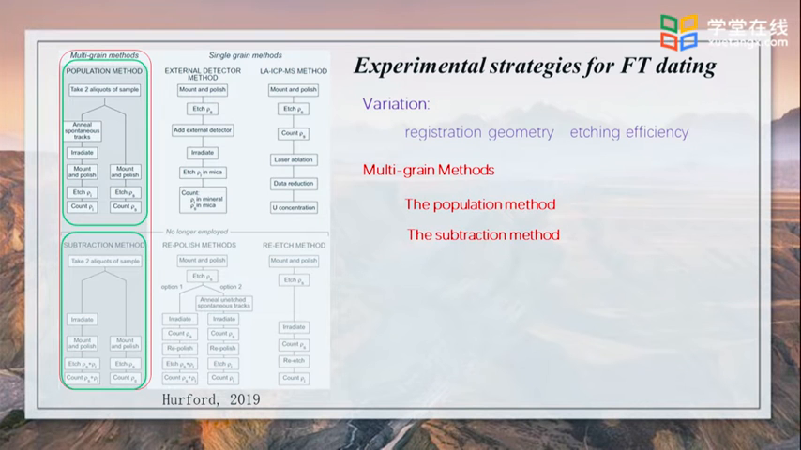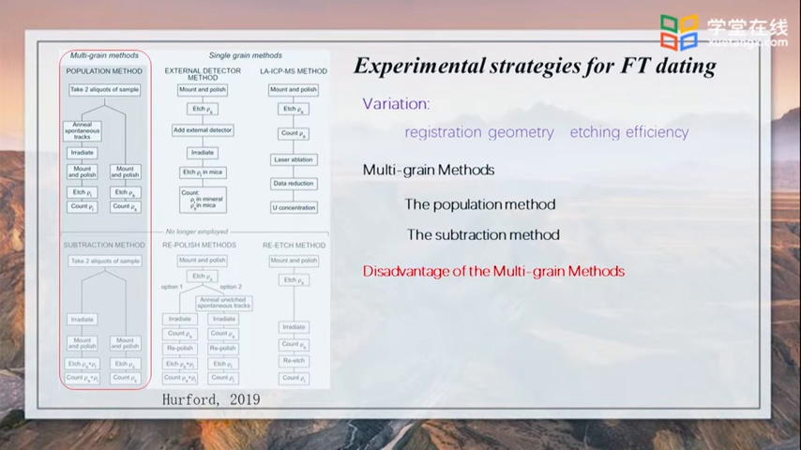The subtraction method omits the heating step so that the irradiated portion contains both induced and spontaneous tracks. The induced track density is calculated by subtracting the spontaneous density, which is inherently less precise since uncertainties are involved in determining the induced track density.